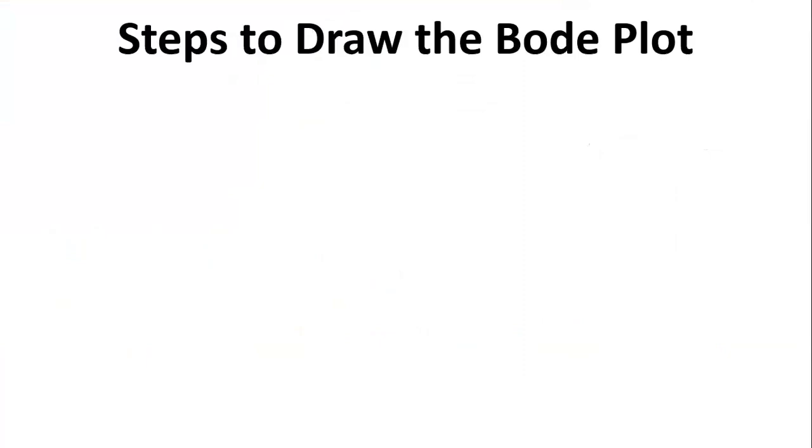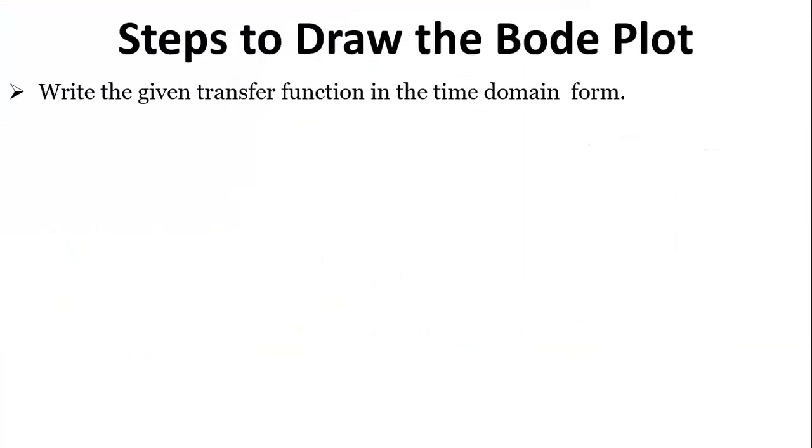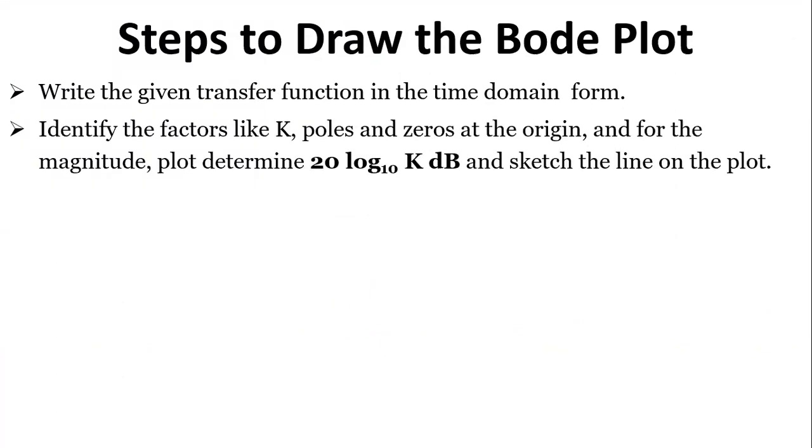A Bode plot is known to have a separate sketch for magnitude and phase angle on the logarithmic scale against frequency. However, using a single semi-log graph, both the logarithm of magnitude and the phase angle values can be sketched against logarithmic frequency. So these are the steps to follow to draw the Bode plot. First, write the given transfer function in the time constant form. Next, identify the factors like k, poles and zeros at the origin, etc. And for the magnitude plot, determine 20 log k base 10 decibels and sketch the line on the plot.